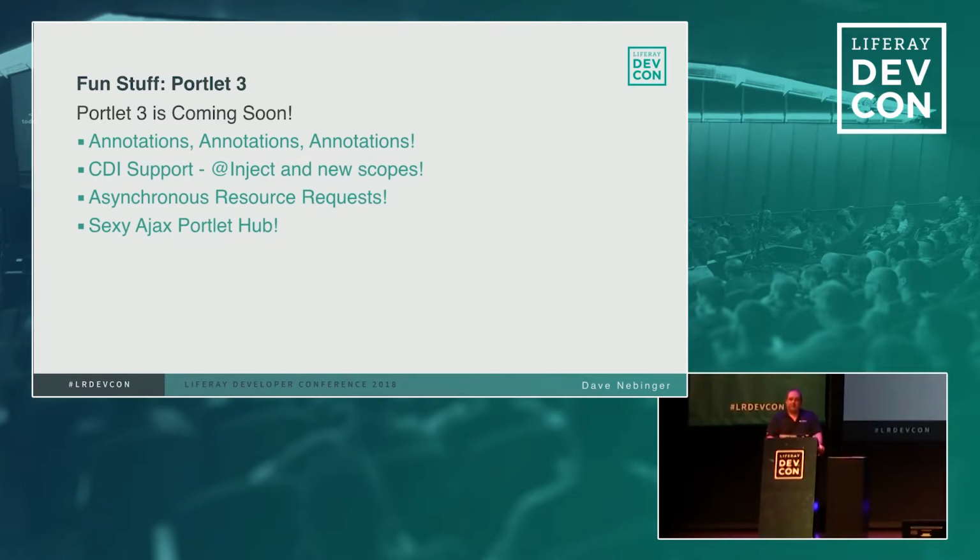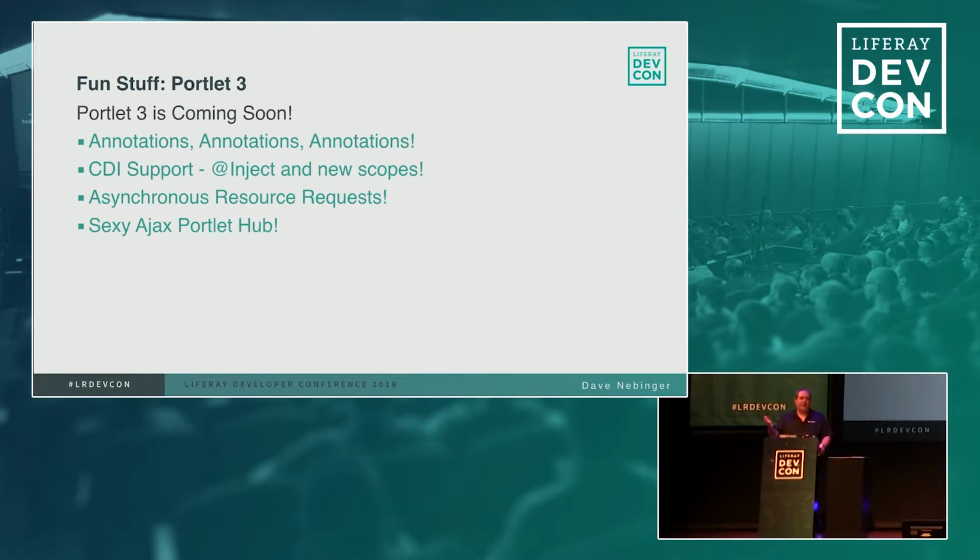So the fun stuff for 7.1. Portlet 3 is going to be soon. It hasn't been announced yet. Maybe in a future GA, but it's coming. Portlet 3 brings with it annotations. The Portlet XML file goes away under Portlet 3. It's all replaced with annotations. There are new annotations to help your render methods, and there's other annotations thrown in that I don't know how I'd use them, but I'm sure you guys can find a way.